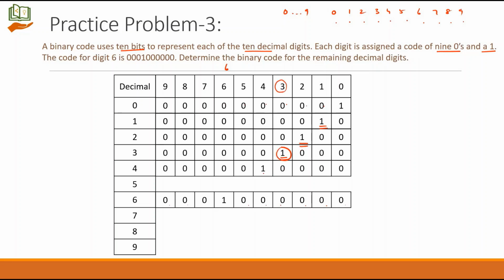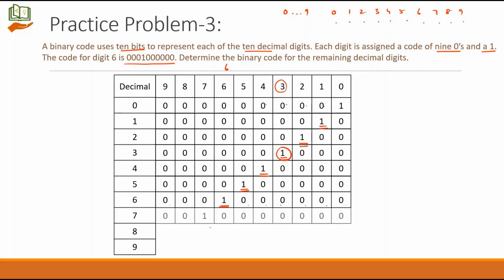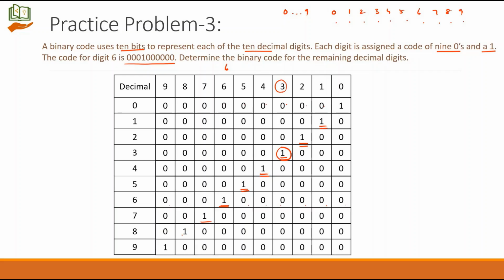For 4, it is 1. For 5, it is 1. In this order, we are having 1 in the 6th place as per the given question. For 7, it is here. For 8, it is here. For 9, it is here. In every row, there are 9 zeros and 1 bit. Since 1 is present in only one place, the remaining has zeros. We conclude that the respective number's position is alone taking 1.